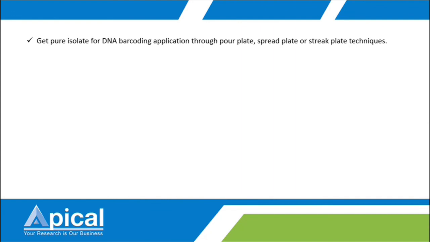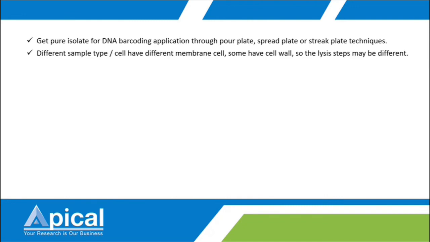So, conclusion. In this webinar, I've concentrated on the details of genomic extraction from bacteria and fungus for DNA barcoding application. In short, for DNA barcoding, you need to make sure the sample is a pure isolate. You can determine this through pour plate, spread plate, and streak plate techniques. The membrane and cell wall of different sample types are different, so a lysis step in the extraction is very important.